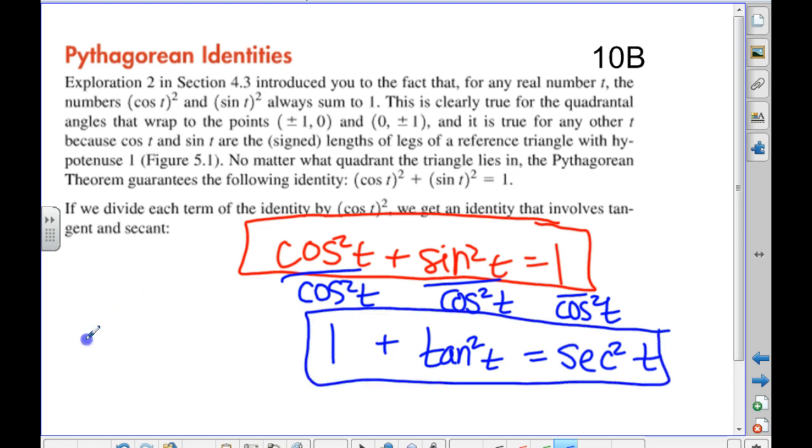By the way, before I turn this page, I do want to talk about what cosine squared means. Cosine of t times cosine of t. When you type it in your calculator, you have to do this.